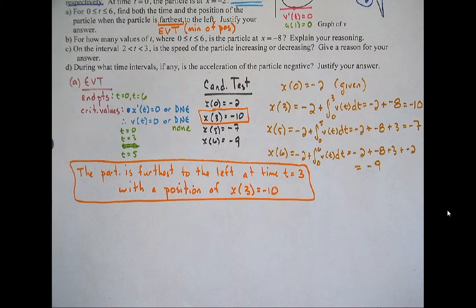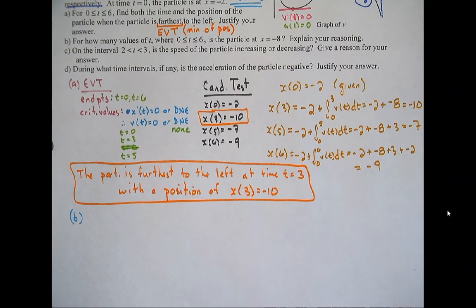All right, let's try the next one. So part B. For how many values of t, where t is between 0 and 6, is the particle at x equals -8?